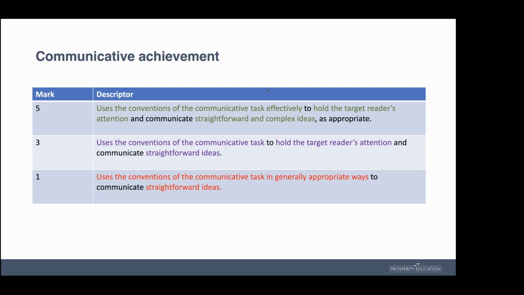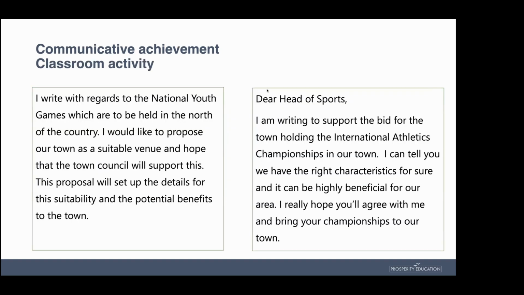For 1, our student is only using those conventions in a generally appropriate way. And the difference here is they may not be holding the target reader's attention. Now, this could be because they've used an incorrect register, and the target reader would be thinking, hang on, why is this person writing me this proposal in such informal language? It's not quite right. They would be distracted by that. Or it could be because there's a lot of irrelevant information that has gone off task and is confusing for the target reader. Let's have a look at 2 examples.